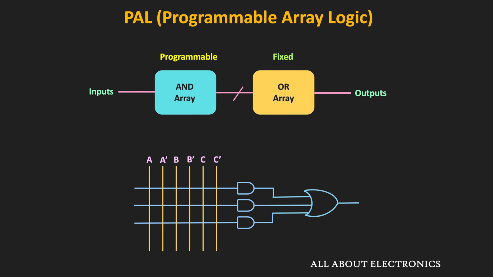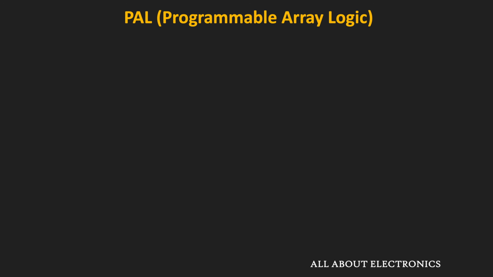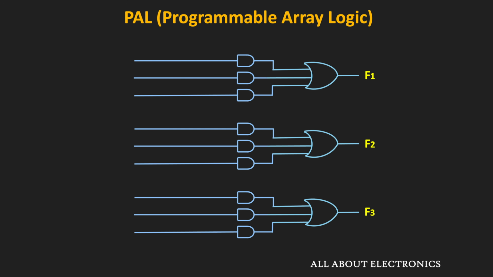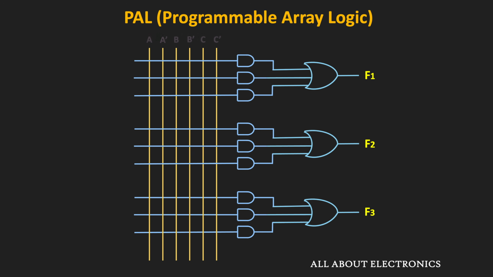For example, in some PAL system, if we have 3 inputs A, B and C, then each AND gate will have a total of 6 programmable connections. Depending on the user requirement, some inputs can be connected with the AND gate, and in this way it is possible to generate the desired product term for each AND gate. A typical PAL logic IC consists of multiple such OR gates, and to each OR gate a fixed number of AND gates are connected. Like I said earlier, the connections between the inputs and each AND gate are programmable.